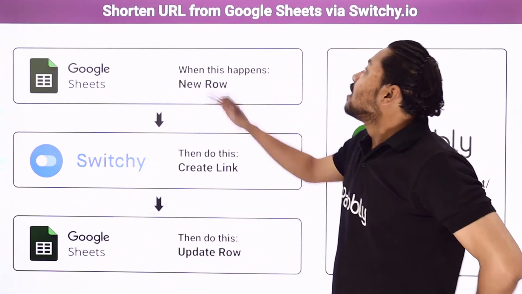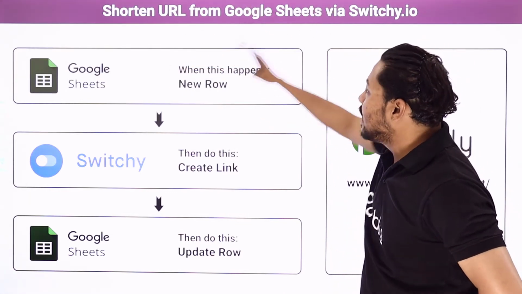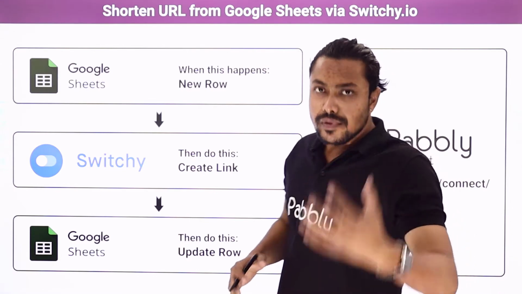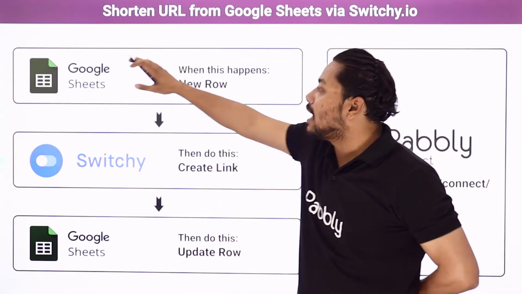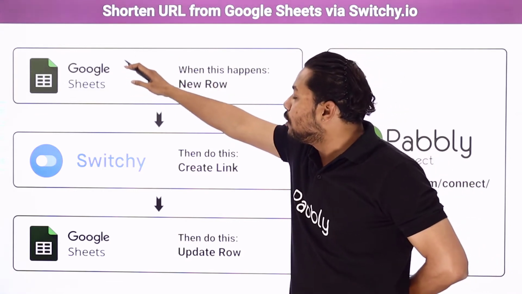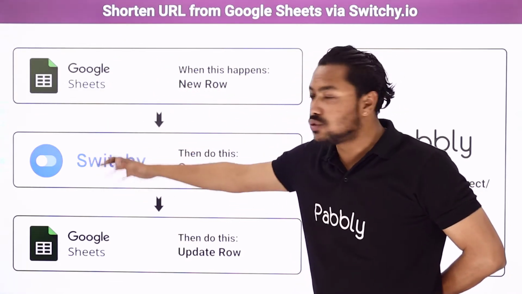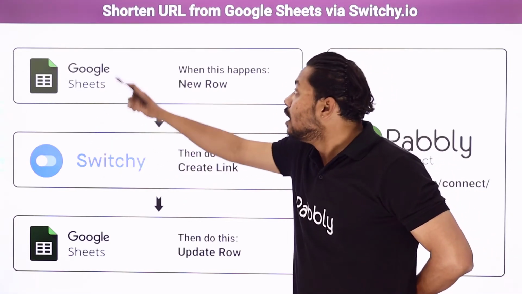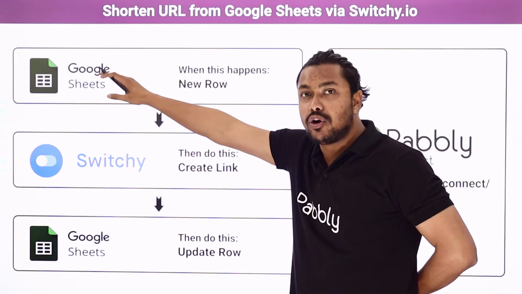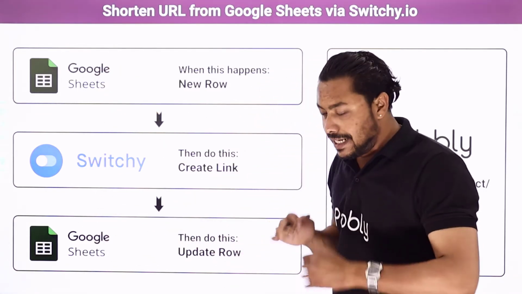So here, I am going to tell you how you can shorten a URL from Google Sheets via Switchy. Now, what is happening? First, we are taking a long URL link in our Google Sheets. Then we are going to convert it into a shorter URL link by using Switchy. After that, that shortened URL link will get saved to the same row where we have our long URL link and will be inserted into our Google Sheets.